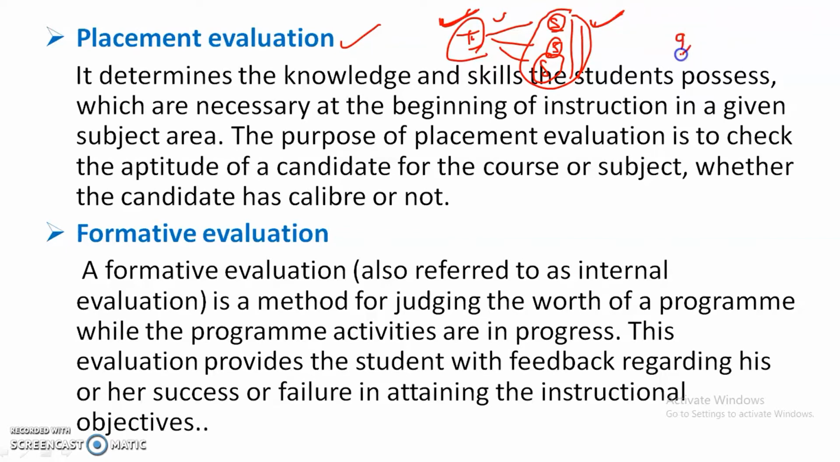Because to a 9th class student, we cannot give an engineering mathematics subject as an exam, right? So first the teacher has to identify what subject knowledge or skills the student already has. So what is the caliber of the student? That comes under placement evaluation. This placement evaluation determines the knowledge and skills the students already have, which are necessary at the beginning of the instruction in a given subject area.